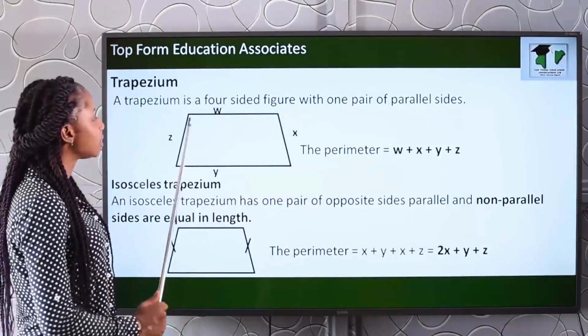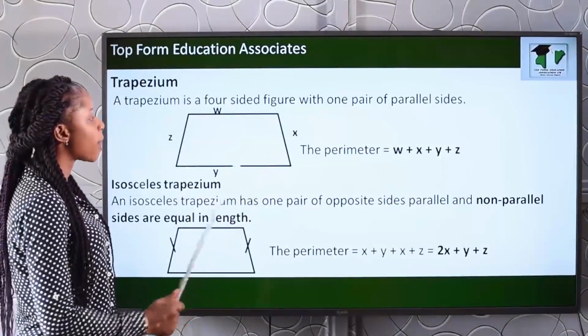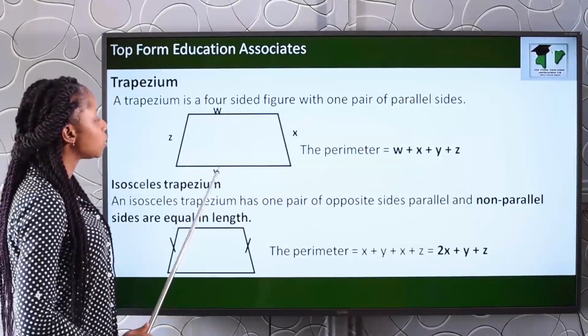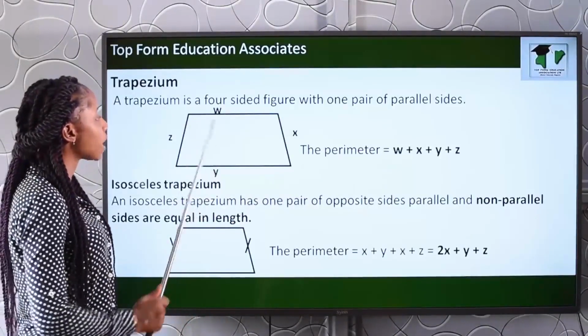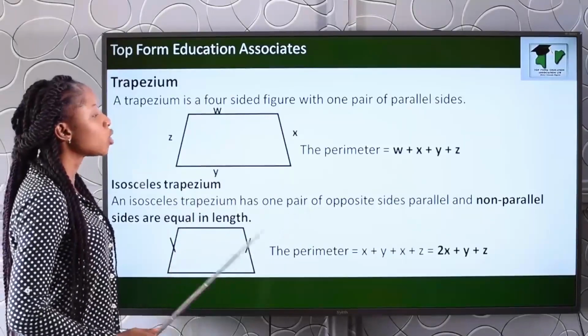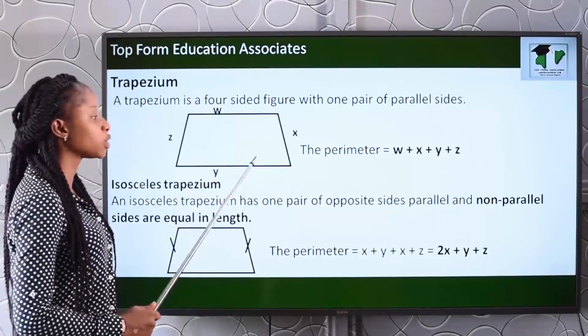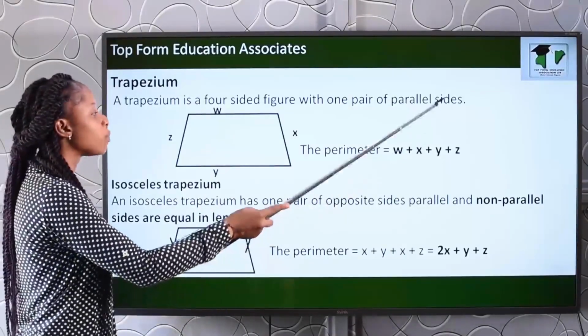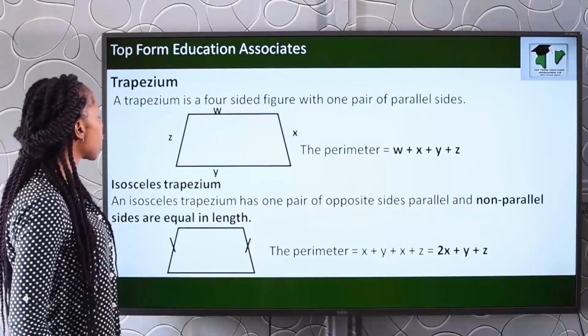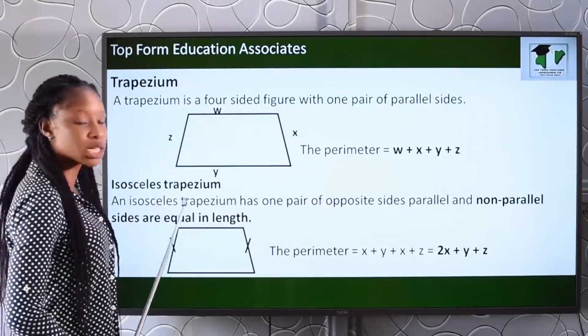Okay, and you will see that Z and X are parallel. Y and W are also parallel. So the perimeter of this trapezium is going to be W plus X plus Y plus Z. Okay? We also have an isosceles trapezium.